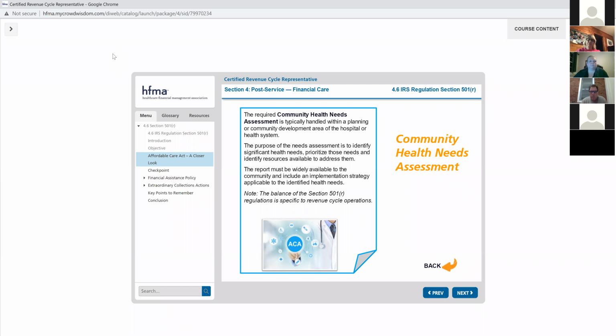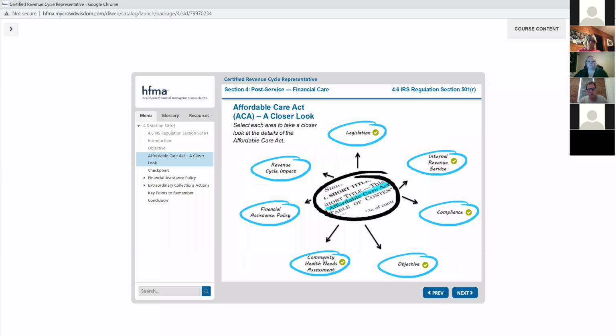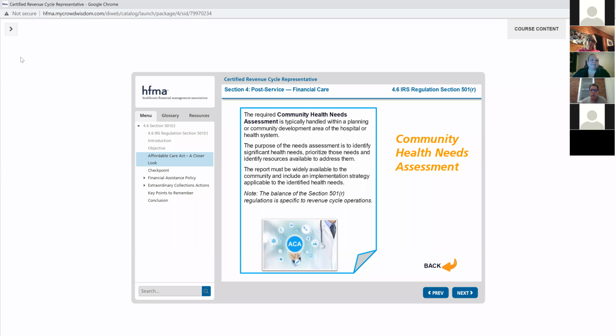Community health needs assessment. Part of the financial assistance policy, everyone had to do a community health needs assessment. So you had to work with your community development area to determine significant health needs in your community. For instance, Montefiore Medical Center in the Bronx, their health needs are going to be much different than Northern Westchester and Mount Kisco, who's going to be much different than Ellenville and Sullivan County. So you have to be able to identify the health needs, prioritize those needs, and then identify the resources that are available to address them. This information must be readily available to the community, and it must also include an implementation strategy and how you're going to identify those needs. If anybody's actually interested, you could go to the website of just about any hospital system. The community health needs assessment is going to be listed there right next to the financial assistance policy. So you could go to your own organization's website and look up this information.